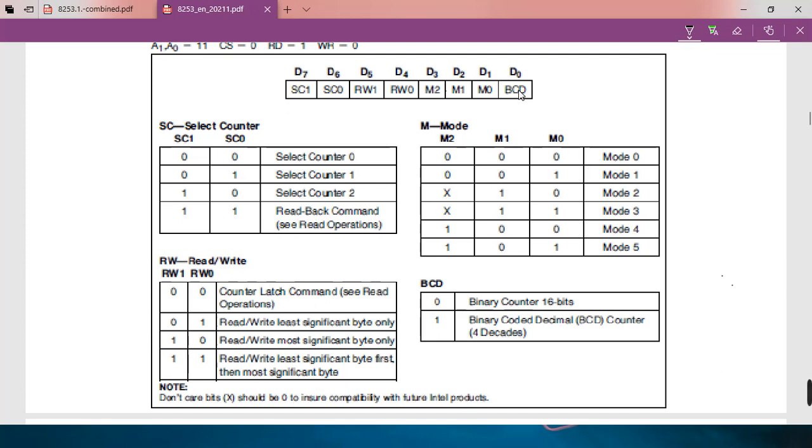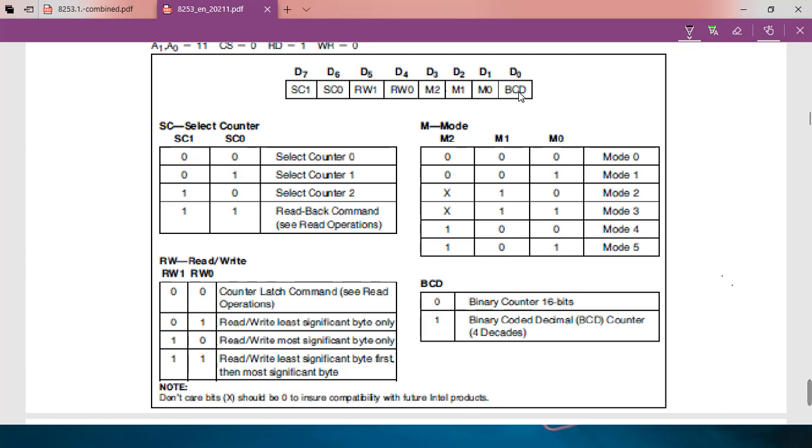So if it is 0, it will work as a binary counter, and if it is 1, it will work as a BCD counter. BCD means binary coded decimal number, used if you want to load a decimal value. When you want to load a binary number, you can load a maximum of FFFFH.